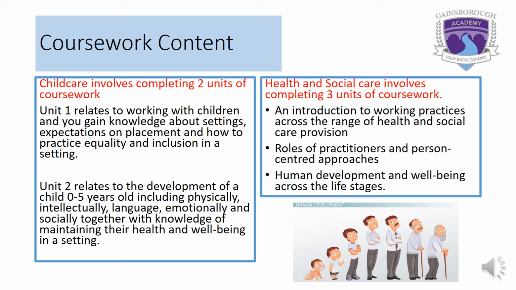In health and social, you can complete 3 pieces of coursework, 3 units of coursework. The first unit is an introduction to working practices across a range of health and social care provisions. So being aware of the different things that you must do in different types of settings, different places that will provide health and social care. The second unit is about the roles of practitioners and something called person-centered approach. So the idea of how someone takes care of someone and what they need to practice when they're doing that. The third one is human development and the well-being across the stages.